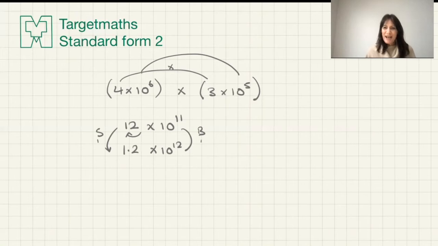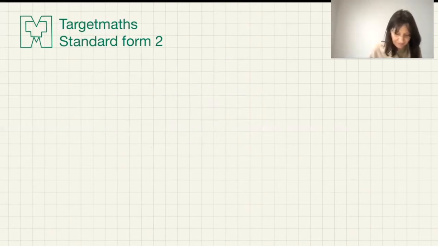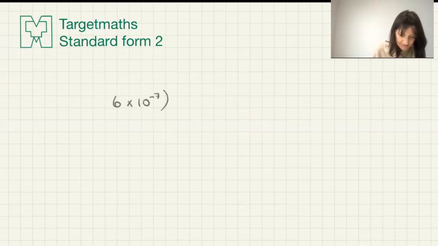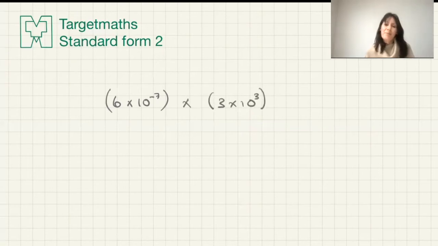It's a lot easier when you haven't got all the information flying at you at once and you're just seeing the method flow. Hopefully that went well. Let's have a go at another question. So we'll do 6 times 10 to the negative 7 times 3 times 10 to the 3. Hit pause and press play when you're ready.